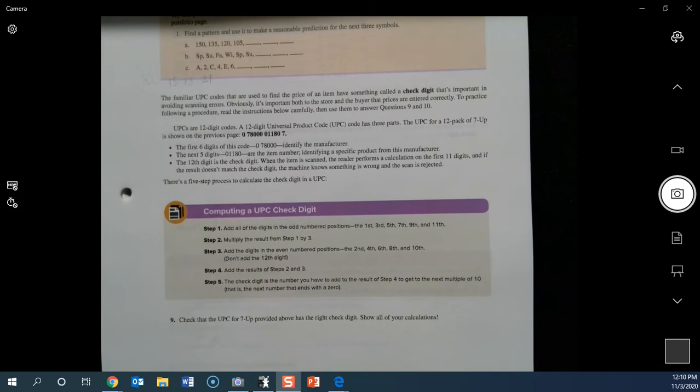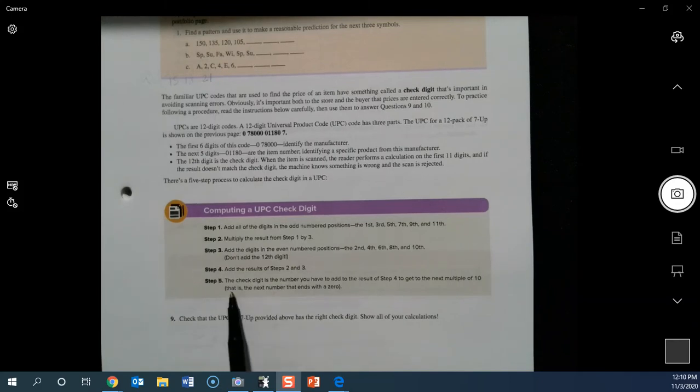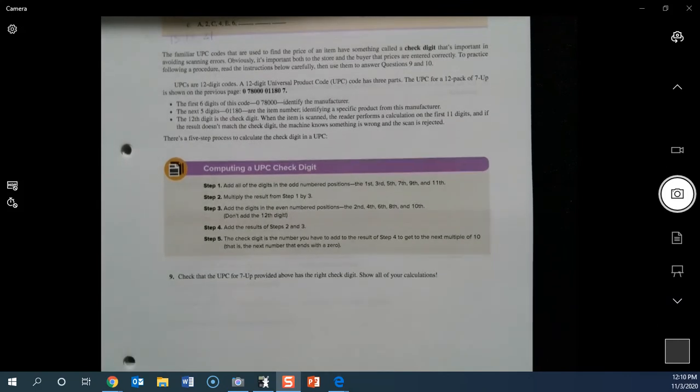Step 2, multiply the results from step 1 by 3. Step 3, add the digits in the even number position. Second, fourth, sixth, eighth, and 10th. Don't add the 12th digit. Step 4, add the results of steps 2 and 3. Step 5, the check digit is the number you have to add to the result of step 4 to get to the next multiple of 10. Basically, if you notice here in parentheses, that is the next number that ends with a 0. So we're going to go through this.